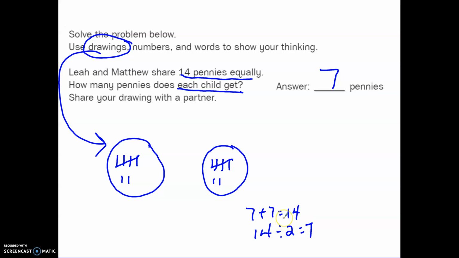Hey, I used a division sign. I just want to point this out really quick. So this is a division sign. Did you know that this is also a division sign? So if I write my problem 14 divided by 2, that's what that says. 14, and this bracket means division. 14 divided by 2. And then I would write my answer on top of that. 14 divided by 2 is 7.